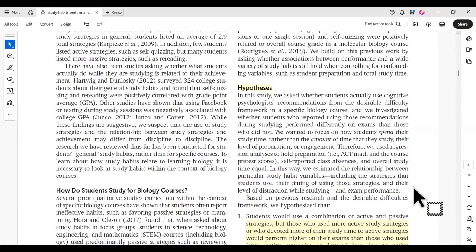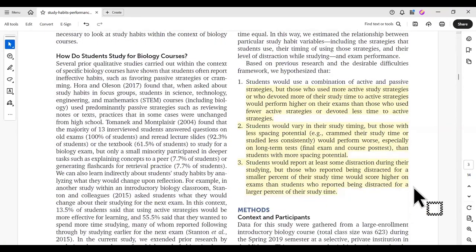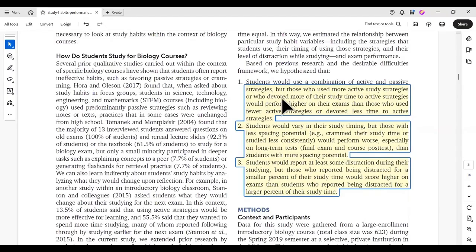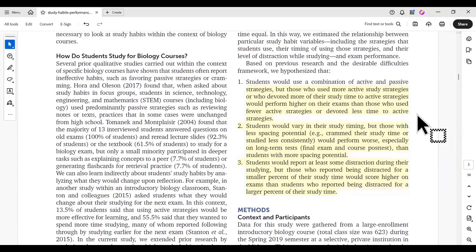They have these very specific statements that make predictions, right? They're not written in symbols like our hypotheses are when we're actually doing the statistical test. And they're going to do more than one statistical test to try and test each of these hypotheses. Their first one is: students who use more active study strategies, or who devoted more of their study time to active strategies, would perform higher on their exams than those who use fewer.